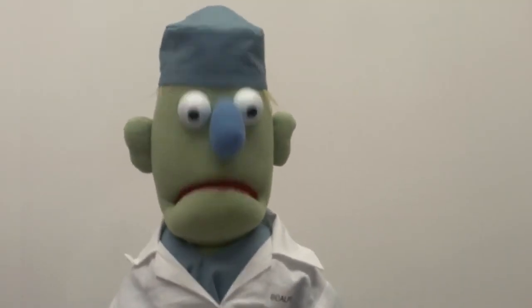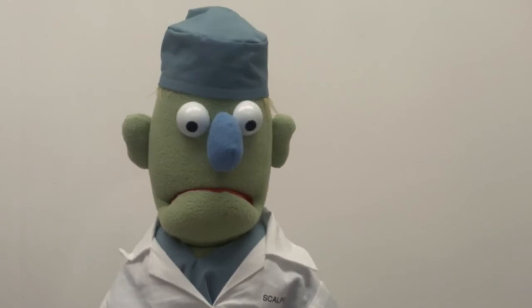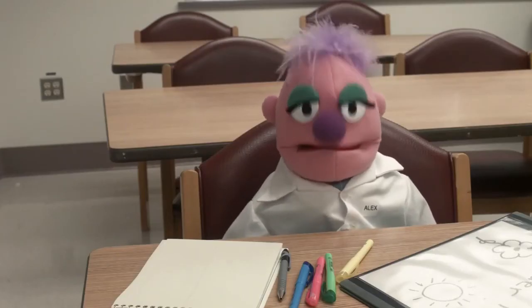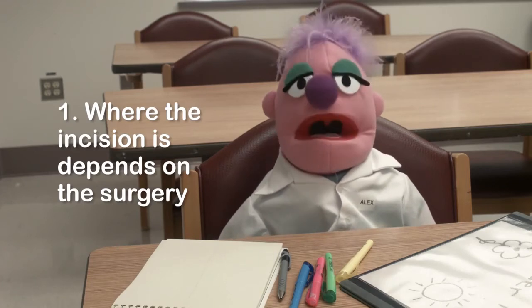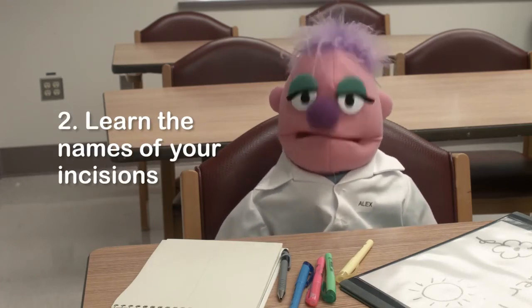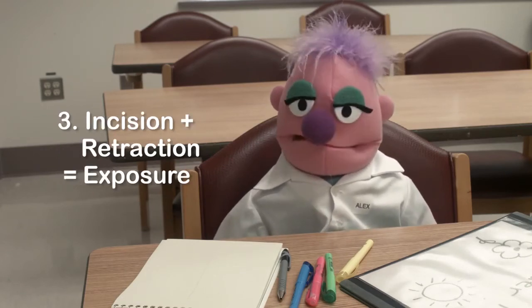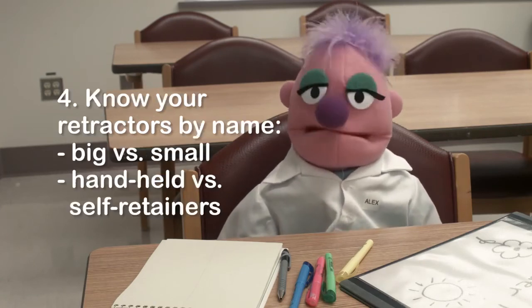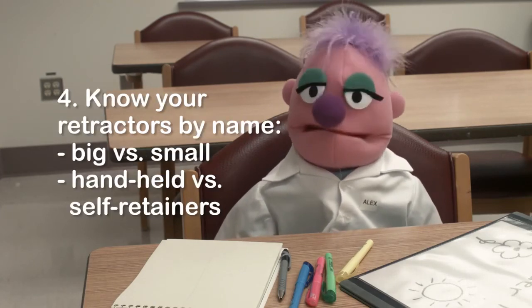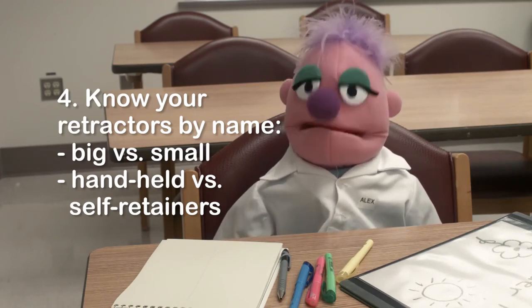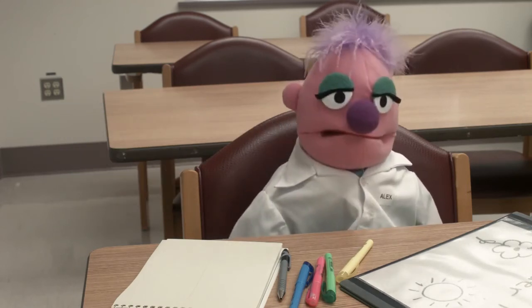Okay, let's call it a day on incisions and retraction. Tell us, what have you learned? Okay, let's see. Number 1. Where the incision is depends on the surgery. Number 2. Learn the names of your incisions. Number 3. Incision plus retraction equals exposure. Number 4. Know your retractors by name. Big versus small, and handheld versus self-retainers. Is that okay? That's enough for one day. Let's hit the wards.